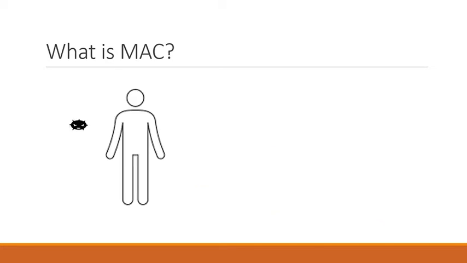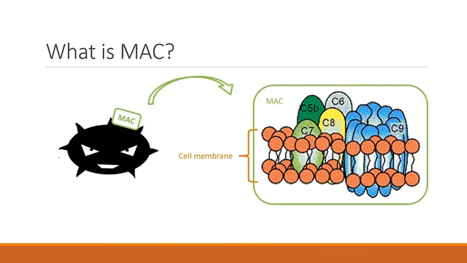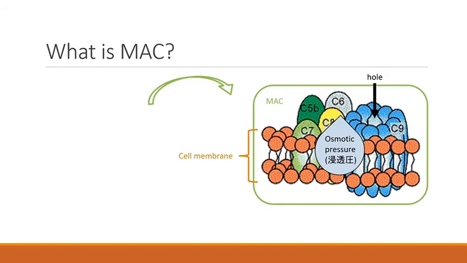When bacteria enter our body, MAC is produced on the membrane of the bacteria. MAC makes a hole on the cell membrane and causes the bacteria to die because of osmotic pressure.